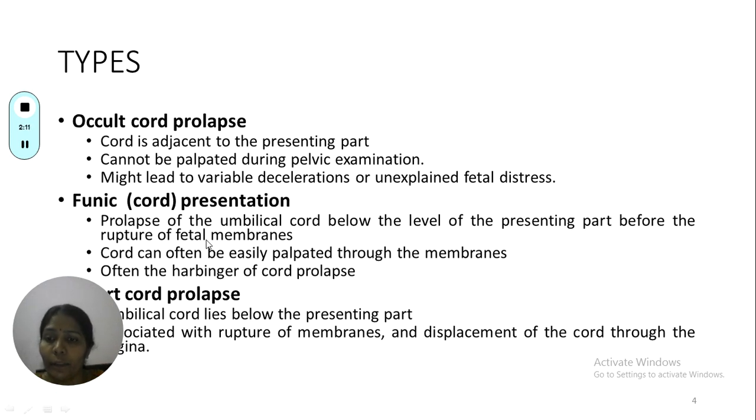Then we have the overt cord prolapse, where the umbilical cord lies below the presenting part and is associated with rupture of membranes and displacement of the cord through the vagina. The membranes are ruptured in this case, and the umbilical cord is below the presenting part, or it might also have prolapsed through the vagina into the introitus and outside.